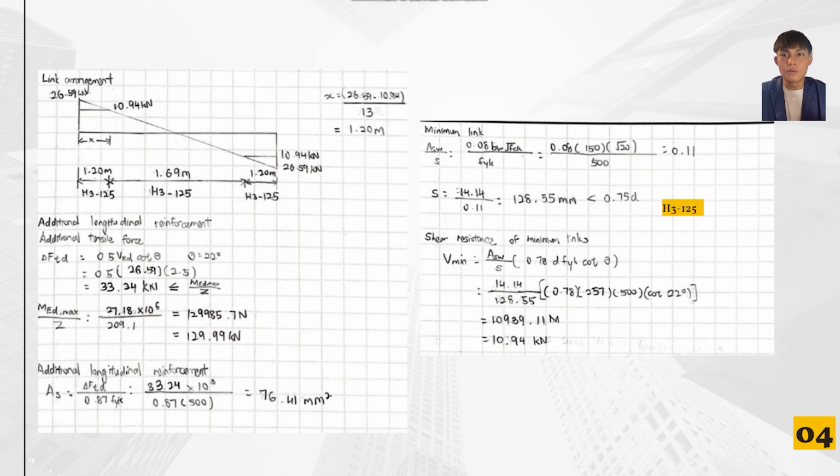And then we need to draw the link arrangement and calculate the x, which is the distance about the shear force resistance of the beam, with the additional longitudinal reinforcement, and then we need to calculate the minimum length. We use the link, the shear link is H3 stroke 125. The shear resistance of the minimum length in my design beam is 10.94 kilonewtons.